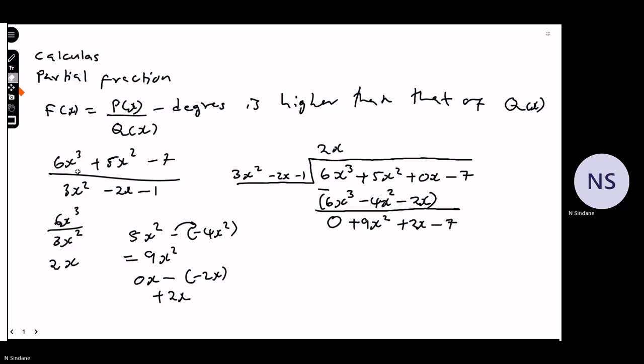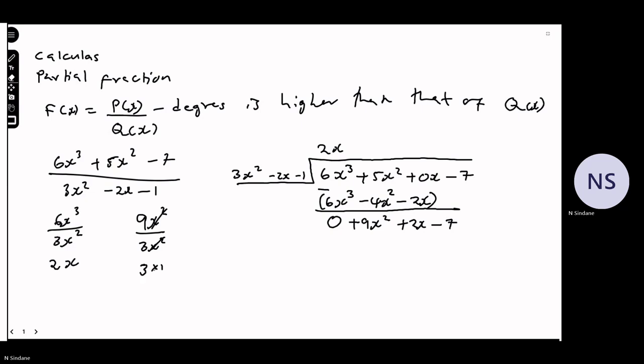Then the next thing to do is to say 9x squared divided by 3x squared. x squared into x squared leaves 1. And then 3 into 9 is 3, and 3 times 1 is 3. So this will be plus 3 here.